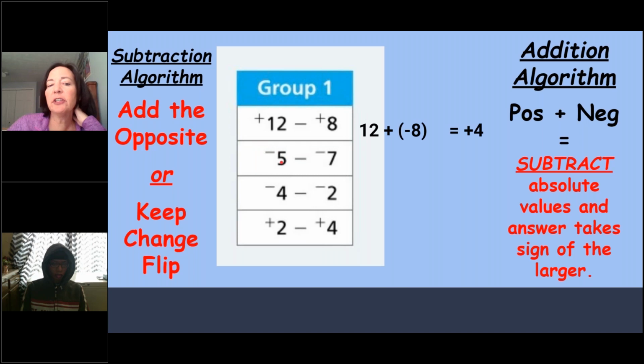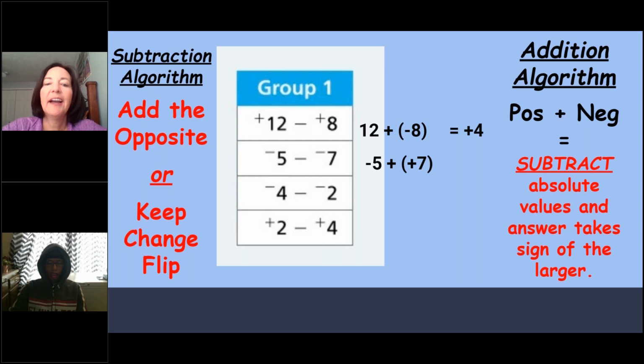Okay, so let's do this one. The first thing I want you to do is rewrite that, adding the opposite. So right now the problem is -5 minus a -7. Instead of a subtraction problem, it'll be an addition problem. And you'll tell me the opposite of a -7. So Lana, see if you can rewrite that, adding the opposite. Okay, so that will be a -5 plus a +7.